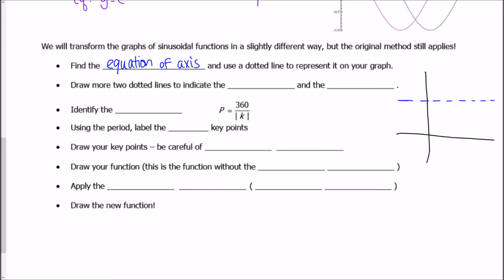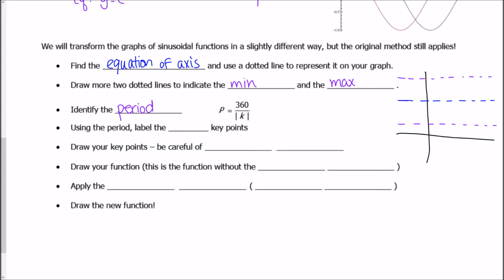Okay, then it says draw two more dotted lines to indicate the minimum and the maximum. So I'm going to go ahead and do that to show you what it's going to look like. So let's say, for example, this right here is my max, and this right here is my minimum. Okay, the next thing I'm going to do is identify the period.